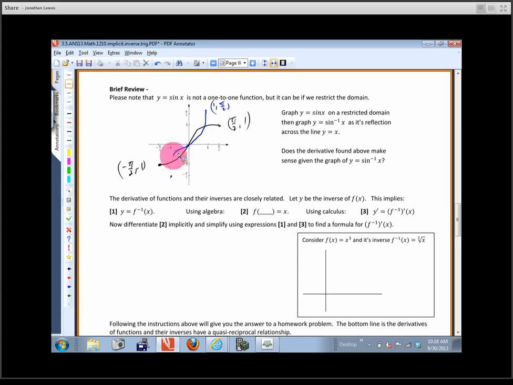And if you tilt your head just a little bit, okay, I just drew a really crappy graph, but it's still going to work. Tilt your head just a little bit. Do they look roughly like the reflections across the line y equals x? They do, okay?